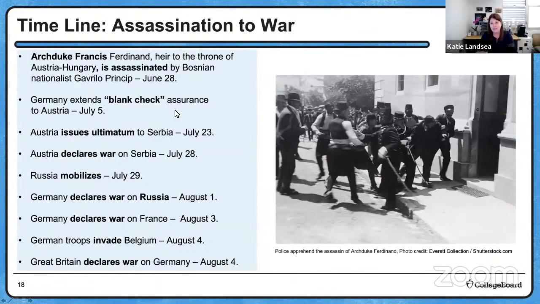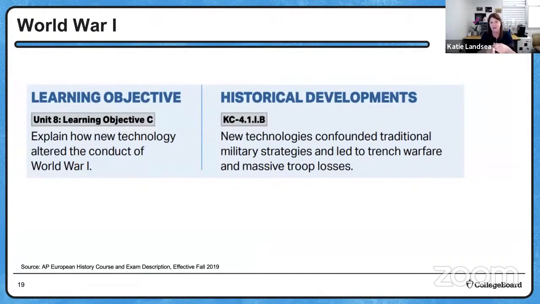I am not going to read through this timeline for you, but I do want you to see how quickly we go from the assassination of the Archduke to full-blown war with all of these other pieces being pulled in. If you want to have a look at this, you can pause the video and look through this timeline, but I don't need to read it to you because we want to get to that outline of the DBQ, and we have other pieces to do here.